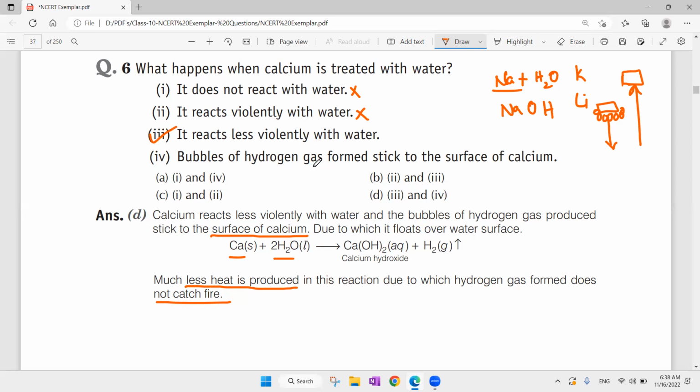Bubbles of hydrogen gas formed stick to the surface of calcium. Yes. If it is magnesium instead of calcium, if they have given magnesium, it is the same. These two answers will be correct. So 3 and 4. Here we have 3 and 4.